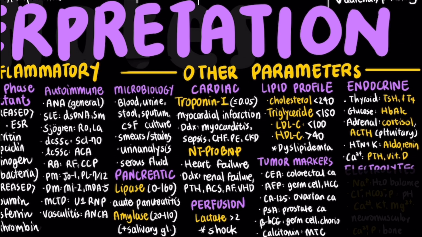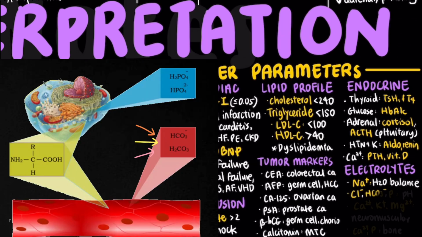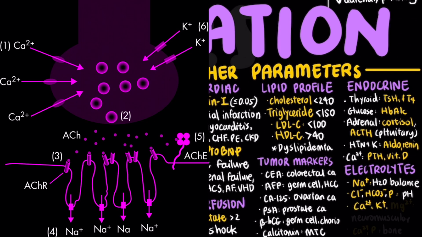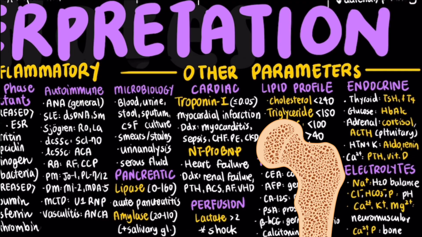Lastly, electrolytes are essential for maintaining fluid balance, nerve and muscle function, and acid-base homeostasis. As mentioned earlier, sodium levels reflect overall water balance. Chloride, bicarbonate, and phosphate help regulate acid-base status. Calcium, potassium, and magnesium are key to neuromuscular excitability, affecting things like muscle contraction and cardiac rhythm. And both calcium and phosphate are critical for bone mineralization and skeletal health.